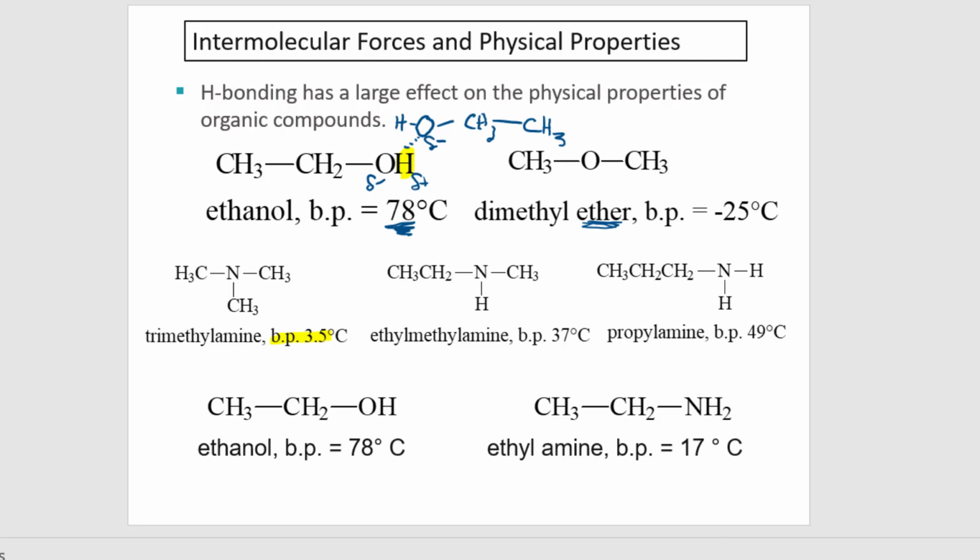If I switch to ethylmethylamine, notice that there's a hydrogen on the nitrogen now. That creates the opportunity for hydrogen bonding with another molecule of itself. Therefore, the boiling point has done a huge increase. Now it's 37 degrees, right? It's a pretty big jump. Staying with nitrogen, increasing the number of opportunities for hydrogen bonding also increases the attractive forces between the two molecules, and you see that there is an increase in boiling point.